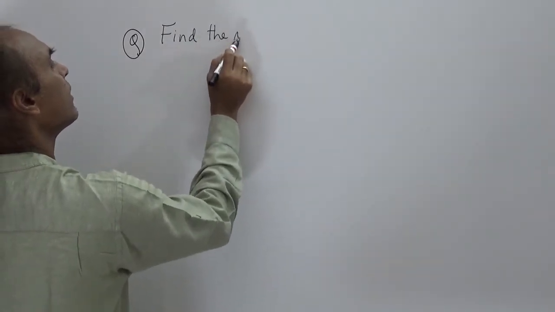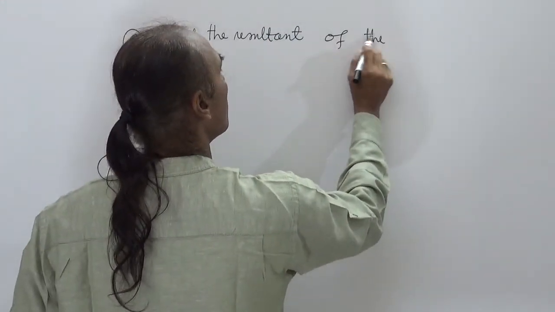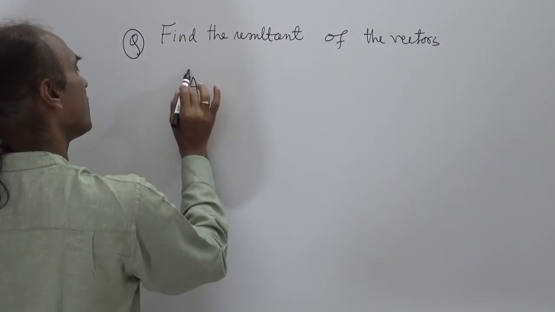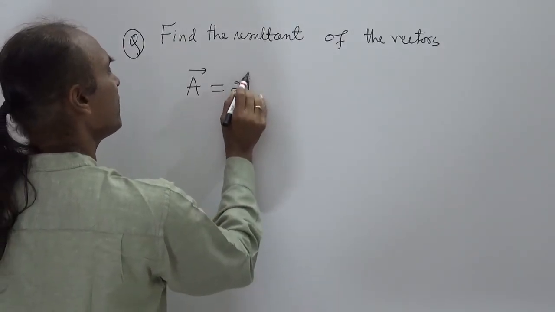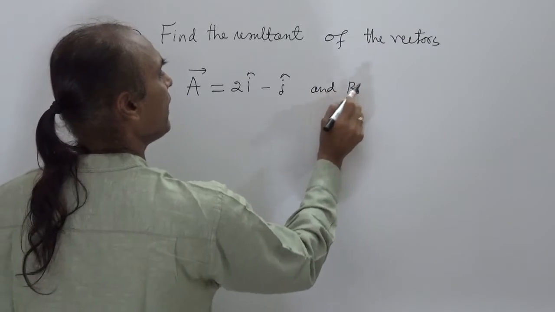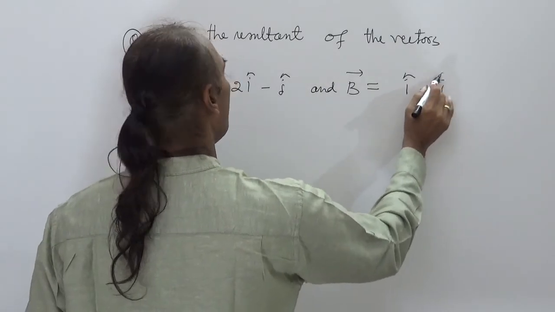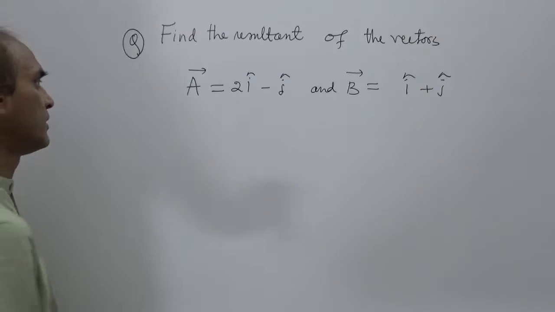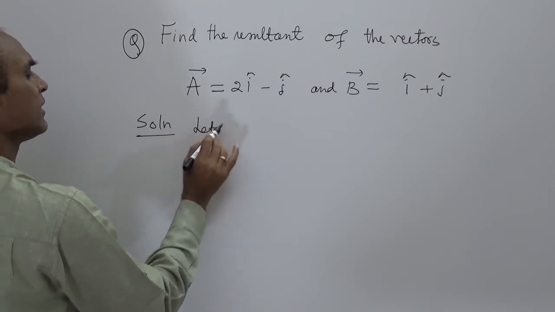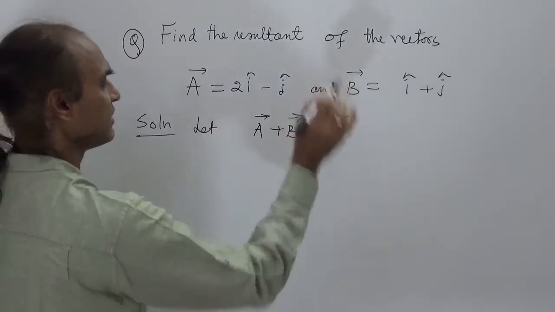Find the resultant of the vectors A is equal to 2i cap minus j cap and B is i cap plus j cap. So how to solve? Let the resultant of these 2 vectors be vector C.